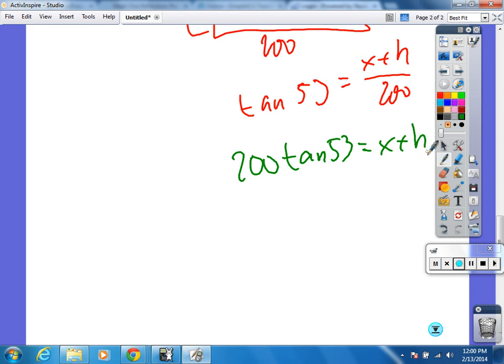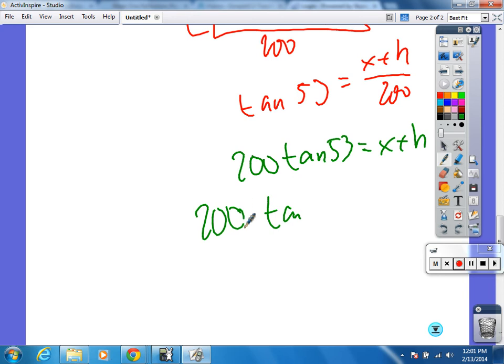Did I want to solve for x or for h? We already know what x is, right? Technically, we do, the 140 estimated. Okay, so I'm going to subtract that h over. So no x, excuse me. So that's 200 minus the tangent. Oh, not tangent.